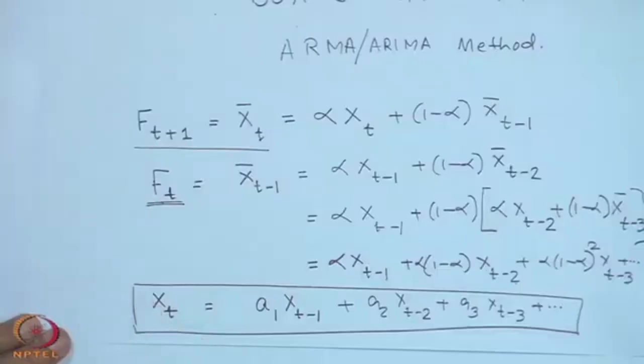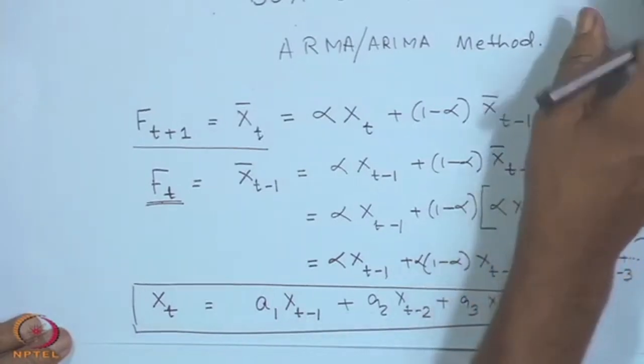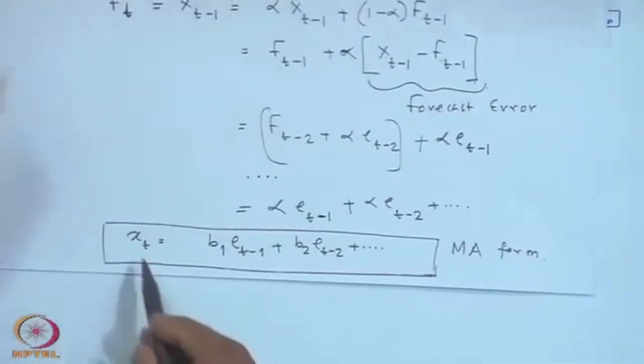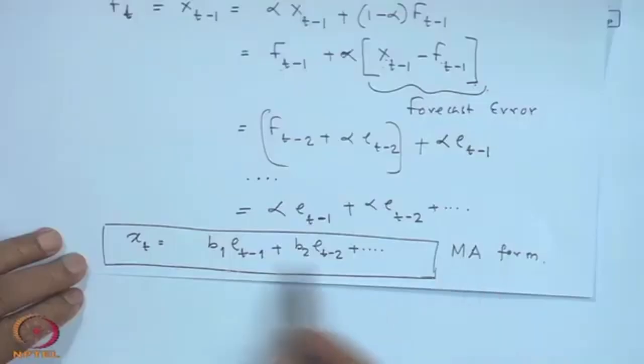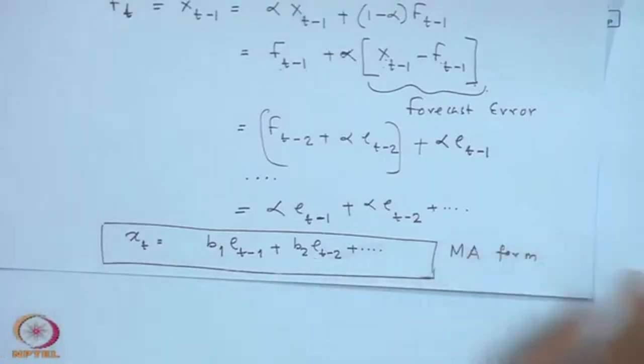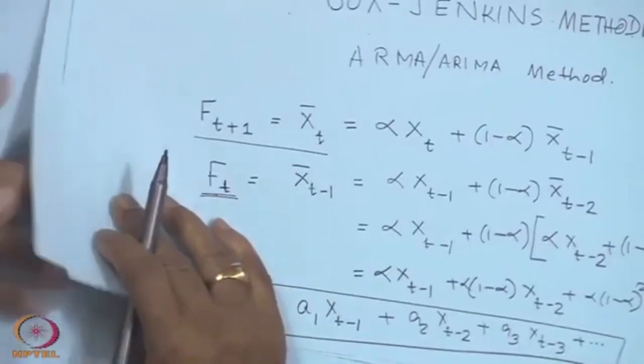Now, if we use this form, which is the autoregressive form, where x t is regressed or related with its own past value, and this is the moving average form where x t is related to the forecast error. If we combine the two, we get what is known as ARMA method.